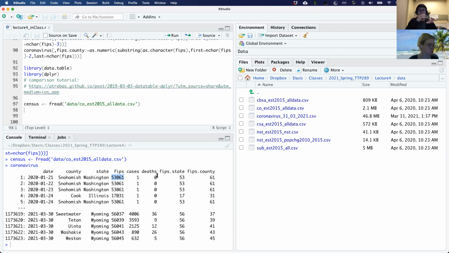53061 is the combination of the state and the county. And so the state designator is here, 53, referring to Washington. You can see down here, like 56 refers to Wyoming. And then the county 61 is Snohomish, and you can see how it's combined into this. And then we've actually got the metrics of interest, so the number of cases and the number of deaths.